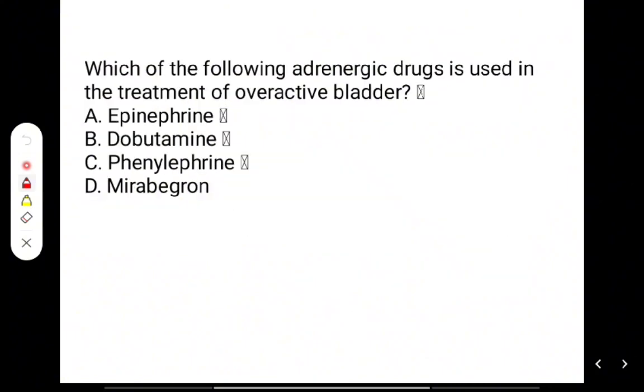Which of the following adrenergic drug is used in the treatment of overactive bladder? Epinephrine, dobutamine, phenylephrine, and mirabegron. In overactive bladder, beta 3 receptors are our target. So mirabegron is the answer.